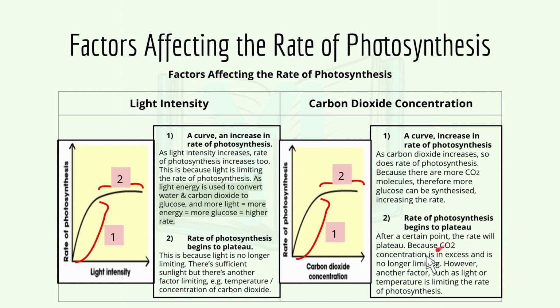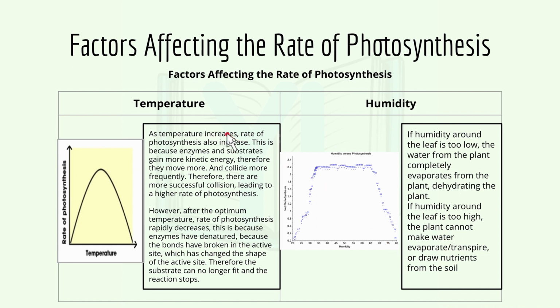The key thing to note is that you have to know this concept of no longer limiting. It's no longer a limiting factor. And then we have temperature and humidity. The same as before, we have temperature and rate of photosynthesis, and here's a description for it, as well as for humidity.